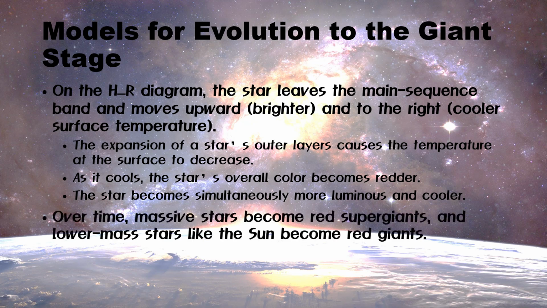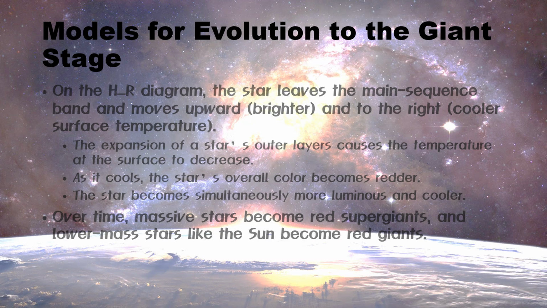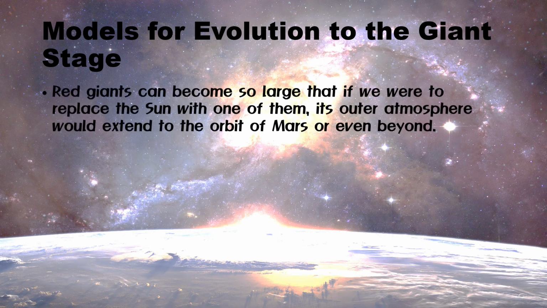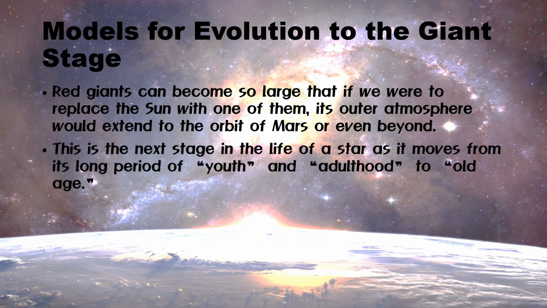Now, over time, these massive stars are going to become red supergiants, or the lower mass stars like our own sun will simply become red giants. Red giants can become so large that if we were to replace the sun with one of them, its outer atmosphere is actually going to extend to the orbit of Mars or even beyond. This is the next stage in the life of a star, as it moves from the period of youth and adulthood into old age.